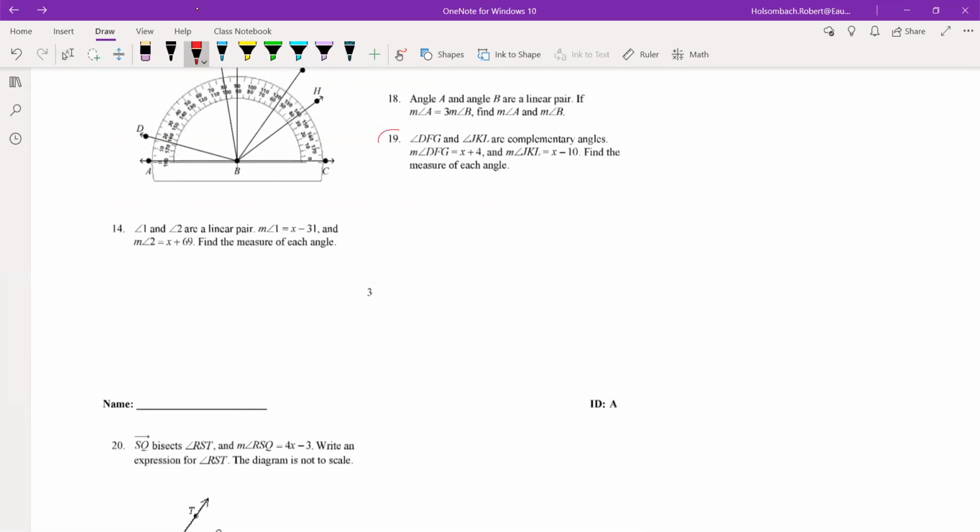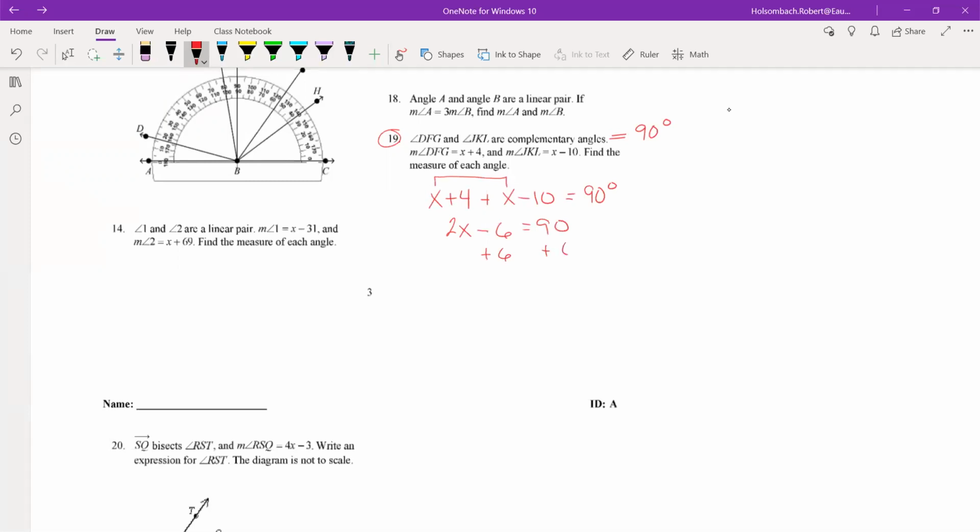All right, number 19 says that DFG and JKL are complementary angles. If they're complementary angles, that means they sum to 90 degrees. So you've got x plus 4 plus x minus 10 that has to equal 90 degrees. Agreed? So if you combine your like terms, you got 2x, and if you combine your constants, a 4 and a negative 10, that's a negative 6, and that's got to equal 90.